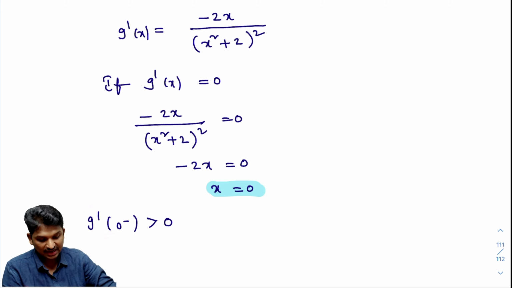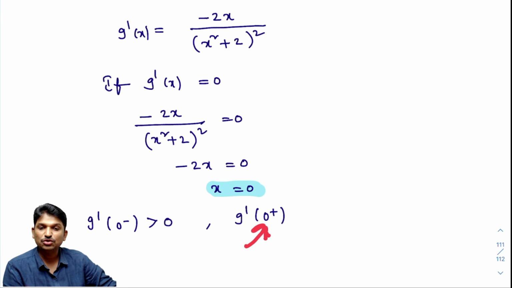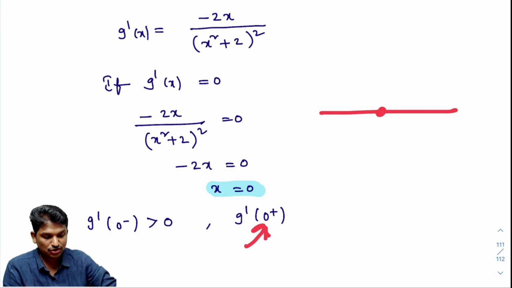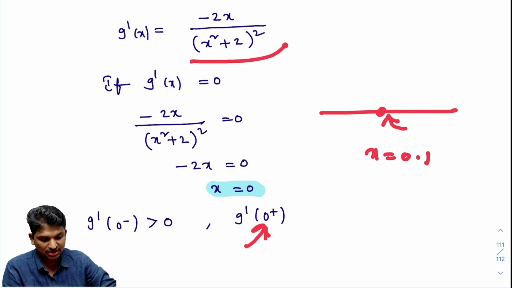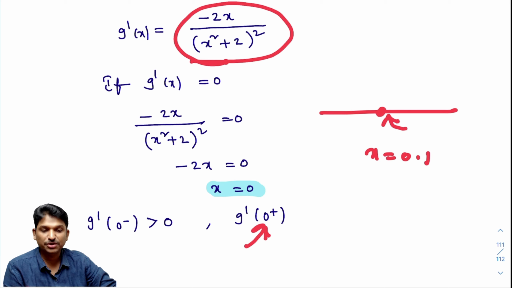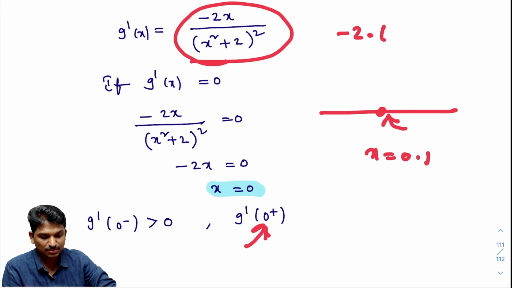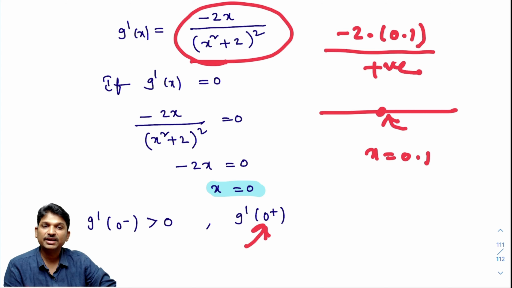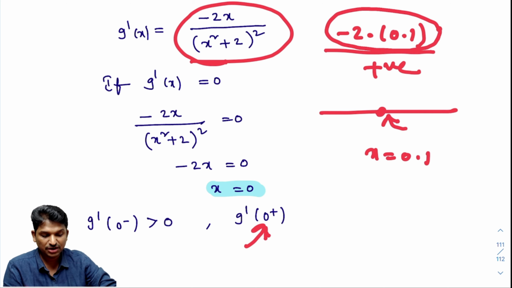Okay, now I'll calculate g dash of 0 plus. That means all x values are near to 0 but greater than 0. Suppose 0 is here, greater than 0, like 0.1. You take the x value 0.1 and substitute it in this. In place of x you write 0.1. What will you get? Minus 2 into 0.1 divided by a denominator which is clearly positive, right? The numerator is minus 2 into 0.1, and minus 2 into 0.1 is negative.